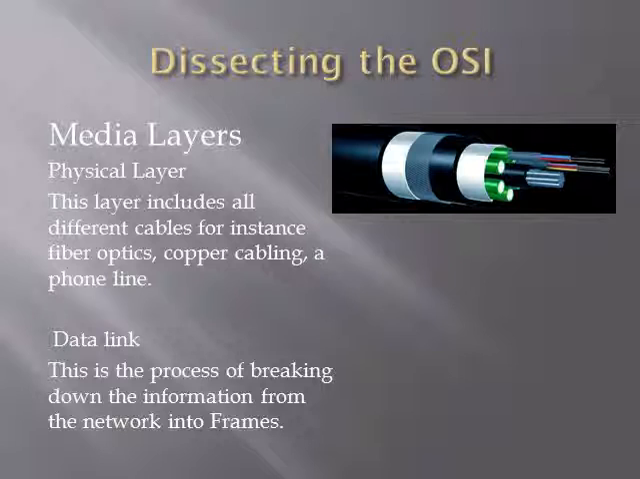Data link layer. The data link takes all the bit data from the previous layer and formats it into something called a frame. A frame is a unit of data that goes over the network that will contain your address information.